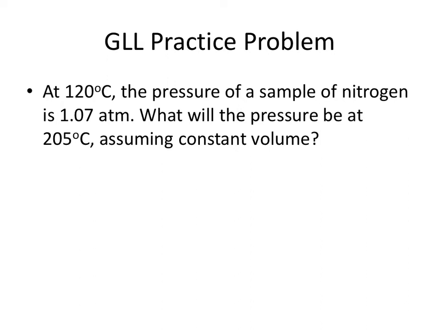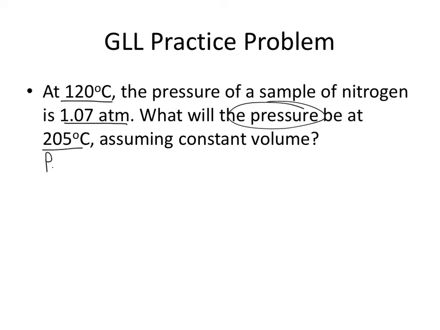So at 120 degrees Celsius, the pressure of a sample of nitrogen is 1.07 atmospheres. What will the pressure be at 205 degrees Celsius, assuming constant volume? So we're told we're at 120 degrees Celsius, and the pressure is 1.07 atmospheres. And we want to know what the new pressure is at 205 degrees Celsius.